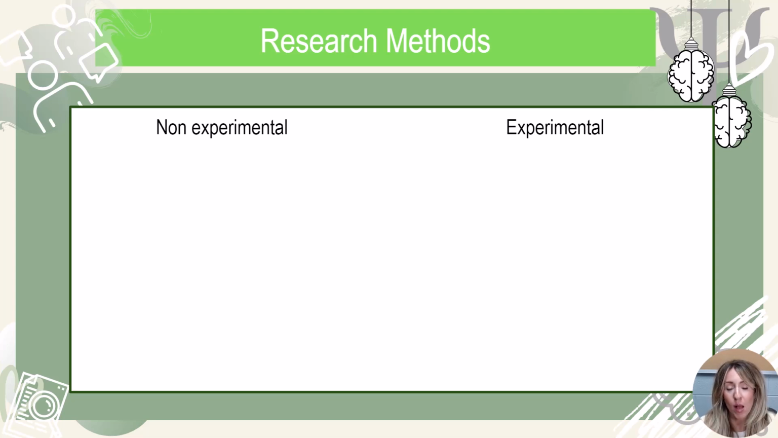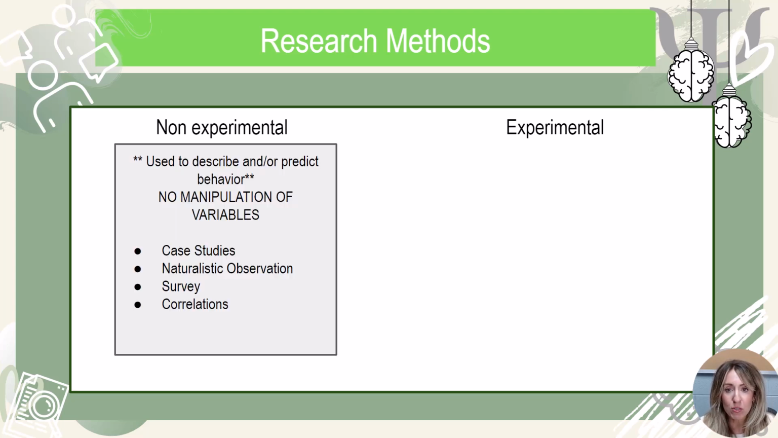So when we go to do this research, you have our rules, but not all research looks the same. So there's non-experimental research and there's experimental research. Non-experimental research is used to describe or predict behavior. We do not manipulate anything. We literally just go and watch or talk or survey. We don't manipulate any situation, right? These are case studies, natural observation, surveys, and correlations.